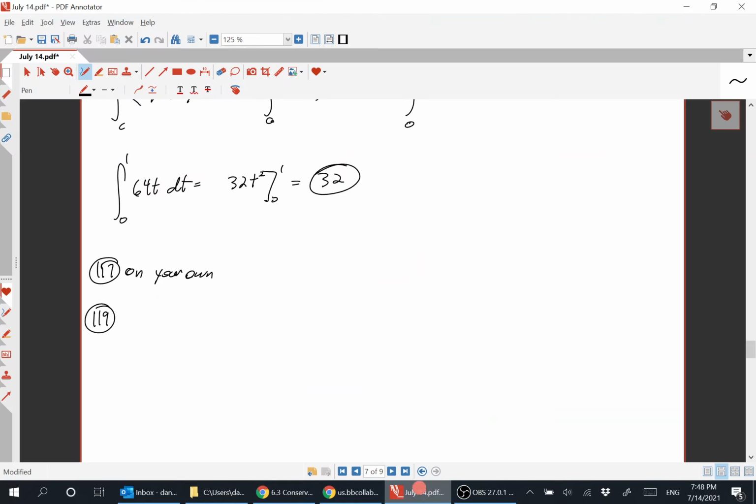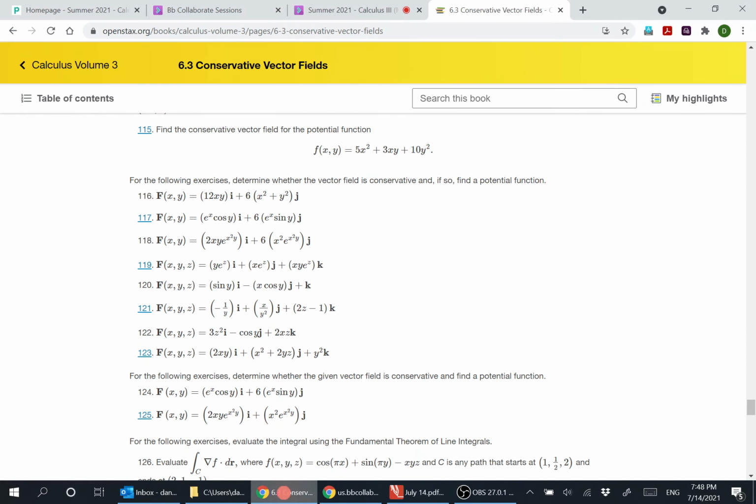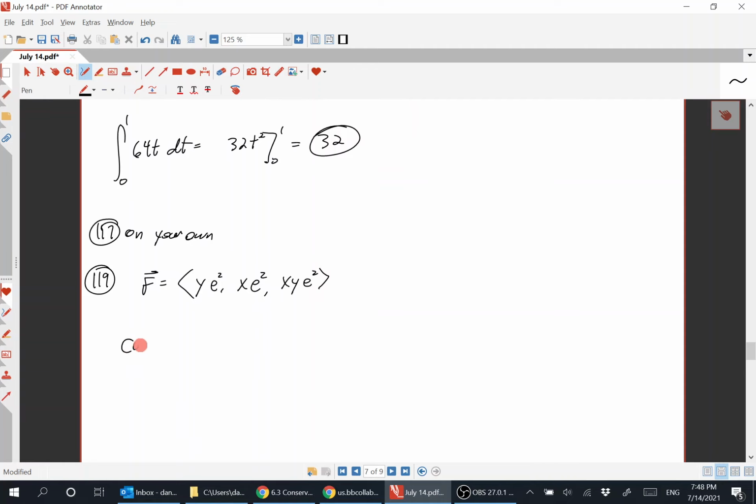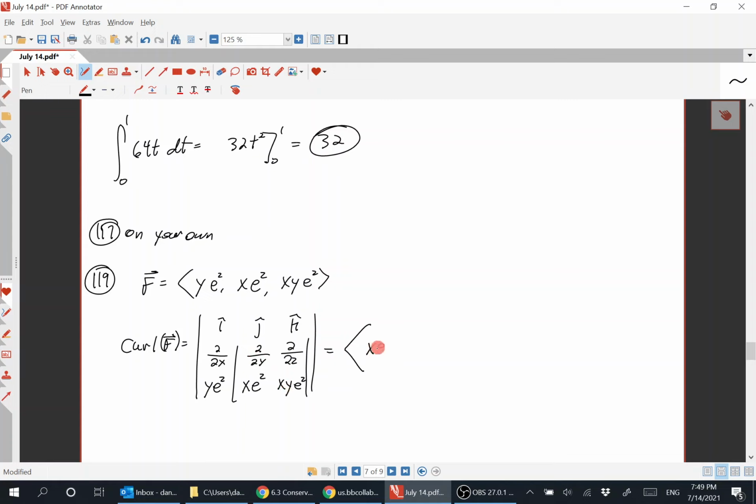So 119, so we have y e to the z, x e to the z, and then x, y, e to the z. Right, so the curl of f is the 3x3 determinant i, j, k with these differential operators, partial with respect to x, partial with respect to y, partial with respect to z, y e to the z, x e to the z, x y e to the z. So, in the x coordinate, it's this 2x2 determinant right here. So partial with respect to y of this, so that's x e to the z, minus partial of this with respect to z, which is x e to the z.